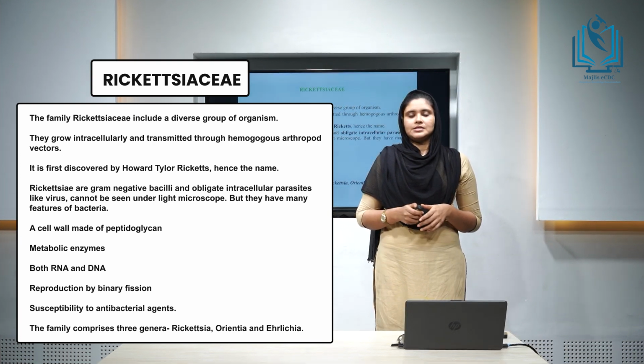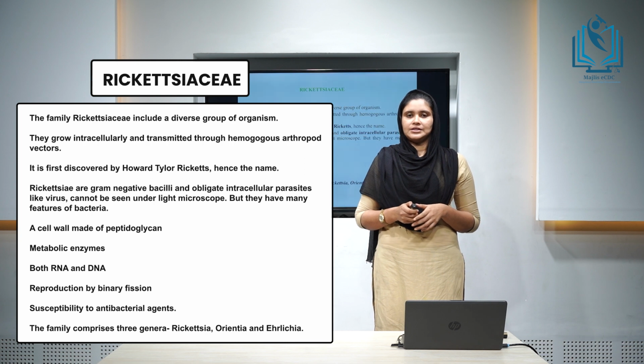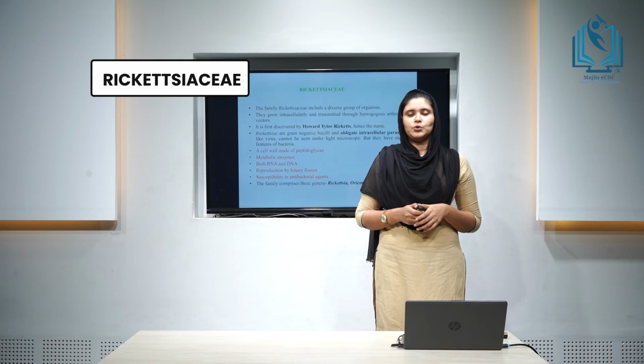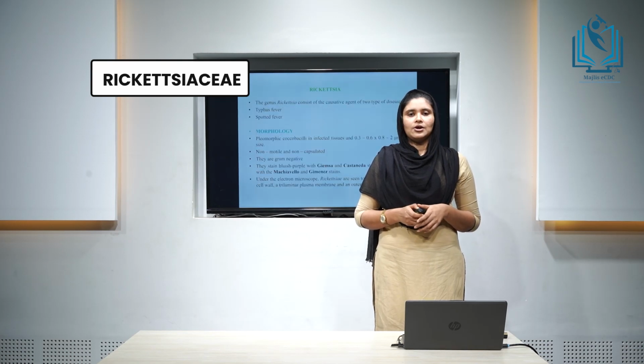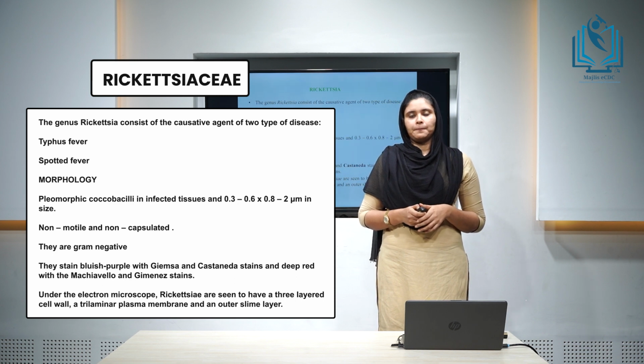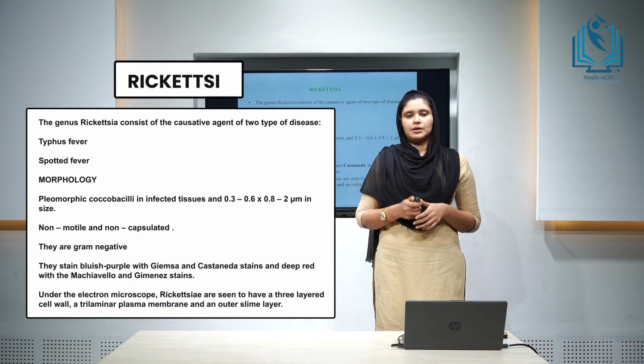Then the Rickettsia family consists of three genera, that is Rickettsia, Orientia and Ehrlichia. Among these three genera, Rickettsia is a human pathogen that causes diseases like typhus fever and spotted fever. Then next is about Rickettsia and its morphology.